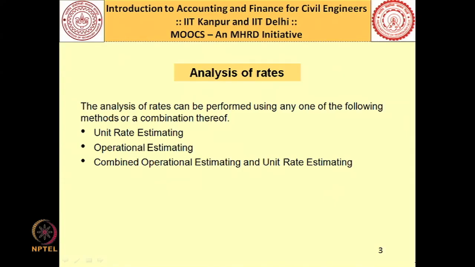Now, there are three ways in which we can carry out the rate analysis. The first one we call unit rate estimating and the second one we call operational estimating. In some cases, we may have to combine these two methods and we call this combined operational estimating and unit rate estimating. We will take a few examples for each of these methods and we will illustrate to you how to carry out the rate analysis.